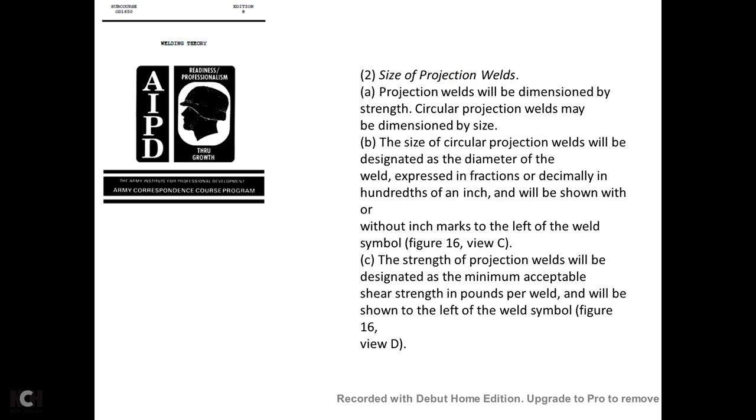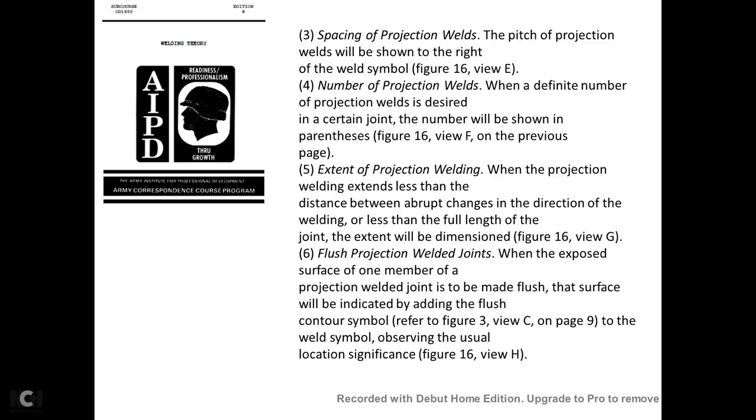2. Size of projection welds. Projection welds will be dimensioned as to strength. Circular projection welds may be dimensioned by size. The size of circular projection welds will be designated by the diameter of the weld, expressed as a decimal fraction in hundredths of an inch, shown without inches on the left of the weld symbol. The strength of projection welds will be designated with the minimum acceptable shear strength in pounds per weld, shown on the left of the welding symbol.